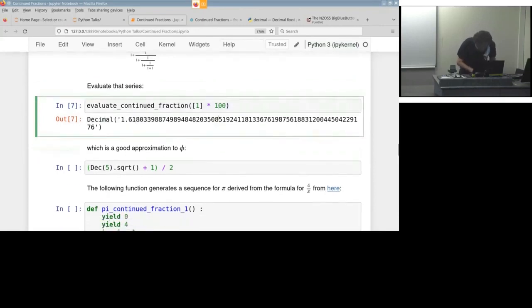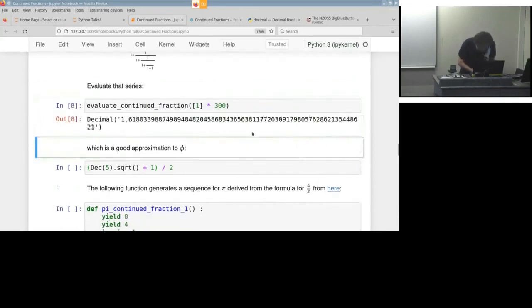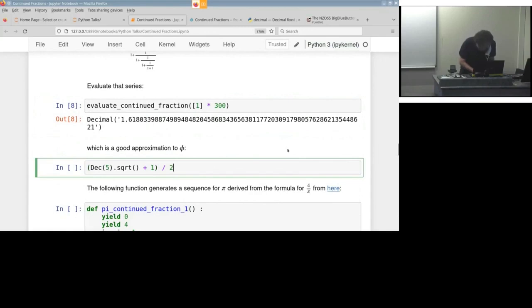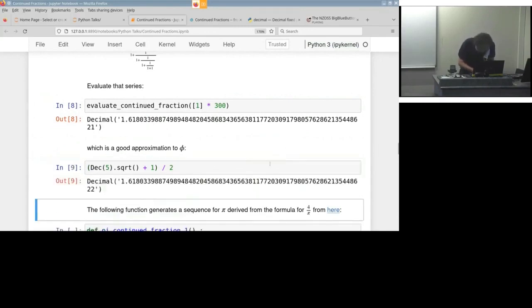So in my notebook version, I had 300 figures. And then here, this is exact, or rather to full precision in decimal. And you can see, where does it get different? It's very good out to here. 834.